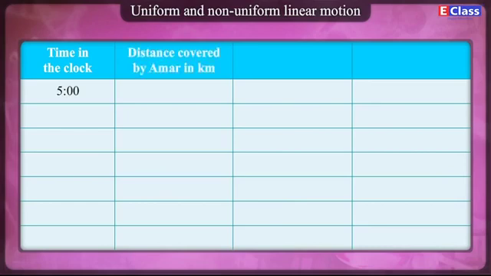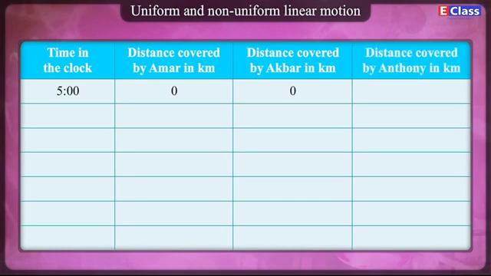Distance covered by Amar in kilometers 0. Distance covered by Akbar in kilometers 0. Distance covered by Anthony in kilometers 0. Time in the clock 5:30. Distance covered by Amar in kilometers 20. Distance covered by Akbar in kilometers 18. Distance covered by Anthony in kilometers 14.